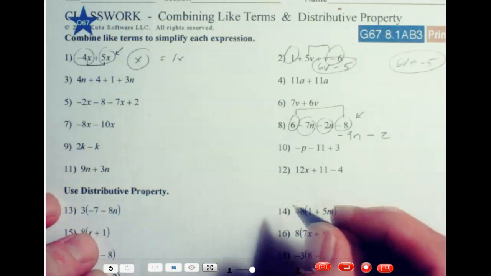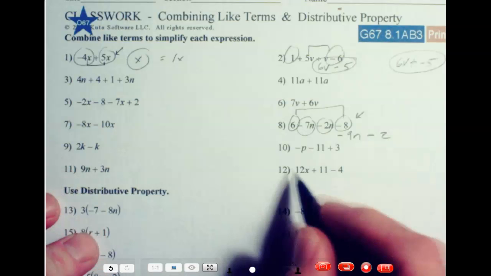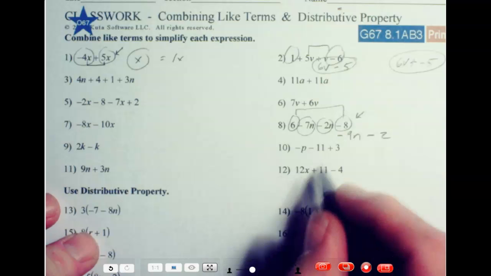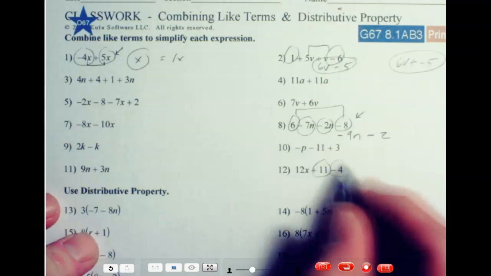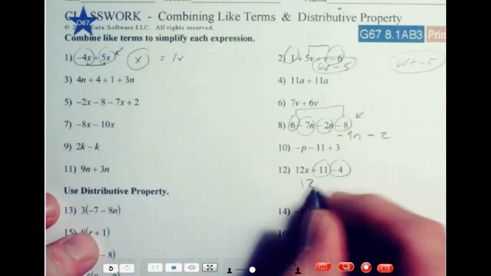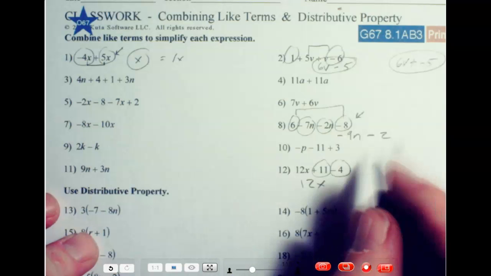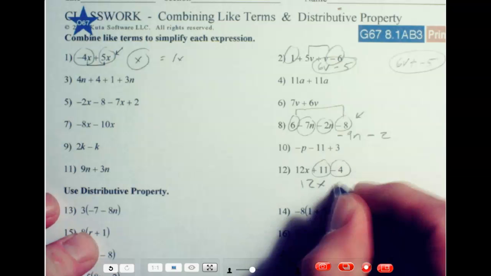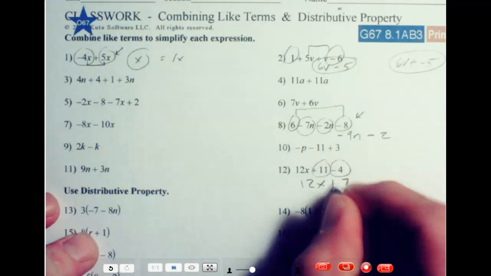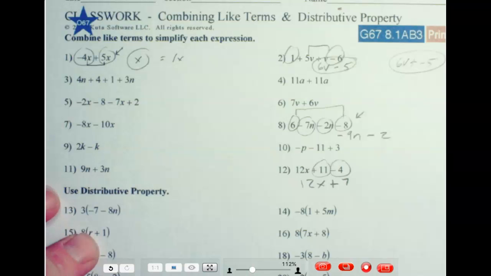Let's just do one more up here. This one looks like a good one. Here we have just two terms that we can combine. We've got the 12x. There's nothing to combine that with, so we'll put that first. And then we have 11 and 4. Well, the difference between 11 and 4 is 7, and it's going to be positive, so we're going to make that plus 7.